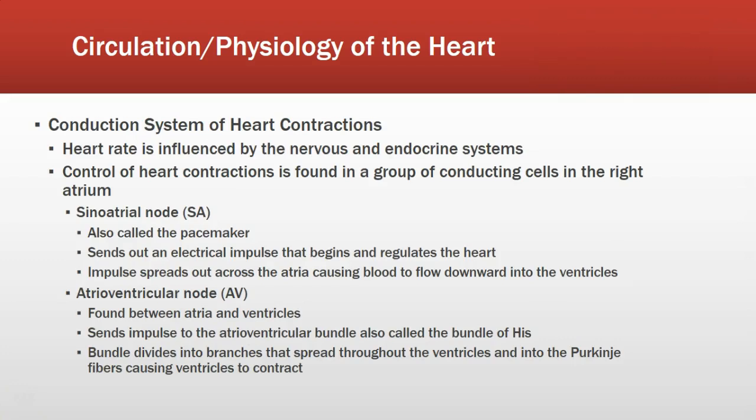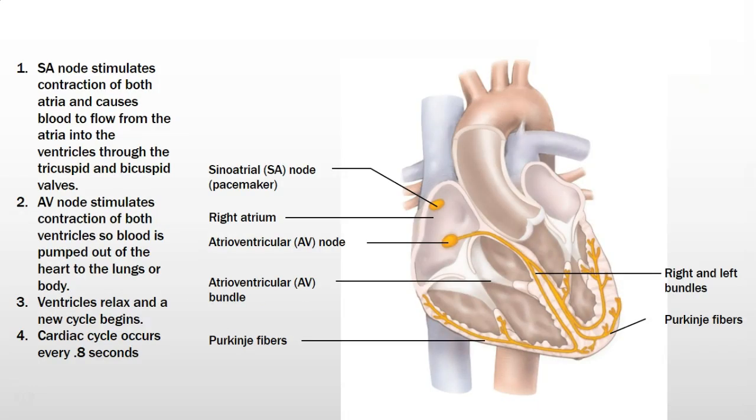Conduction system means the electrical system of the heart. It's going to be what controls how the heart beats. As we look at the heart, we'll see there's different nodes. These are modified muscle cells that are able to spontaneously send a signal. The pacemaker of the heart is found in the right atrium, and it's called the sinoatrial node. It's the first one to send out the signal. Another node is found between the right atrium and the right ventricle. It's called the atrioventricular node.